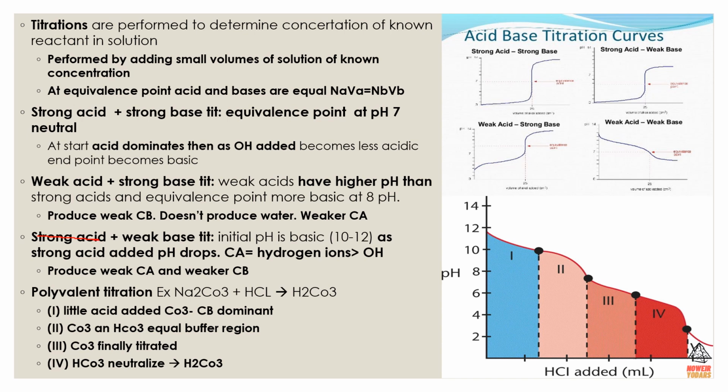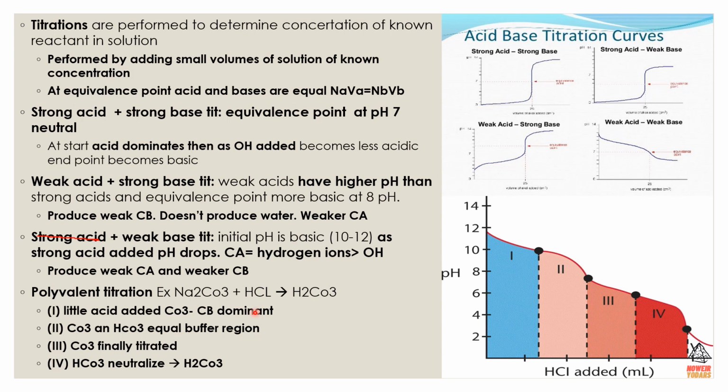So with the weak acid and the weak base, what is happening is you start at an initial pH of like 10 to 12, and then you keep adding the acid until you reach an equivalence point. You keep adding H plus, H plus, H plus, and the pH drops. And with the conjugate acid, the hydrogen ions are preferred more than the OH, which produces a weak conjugate acid and a weaker conjugate base.